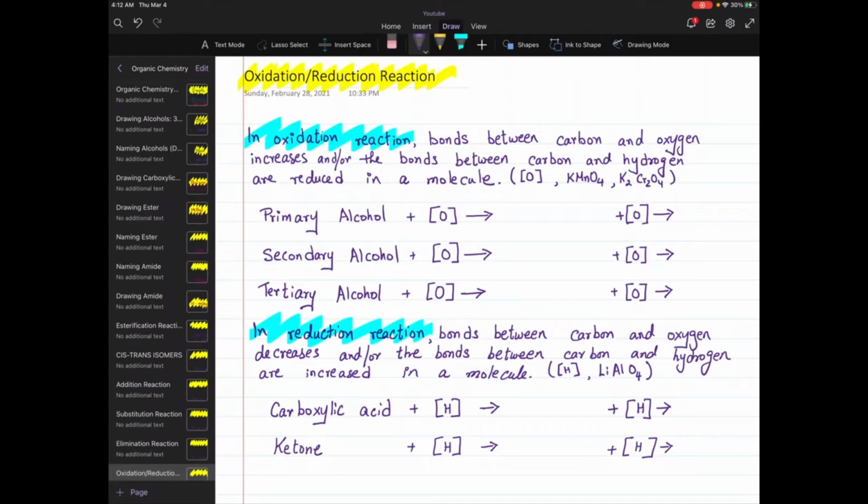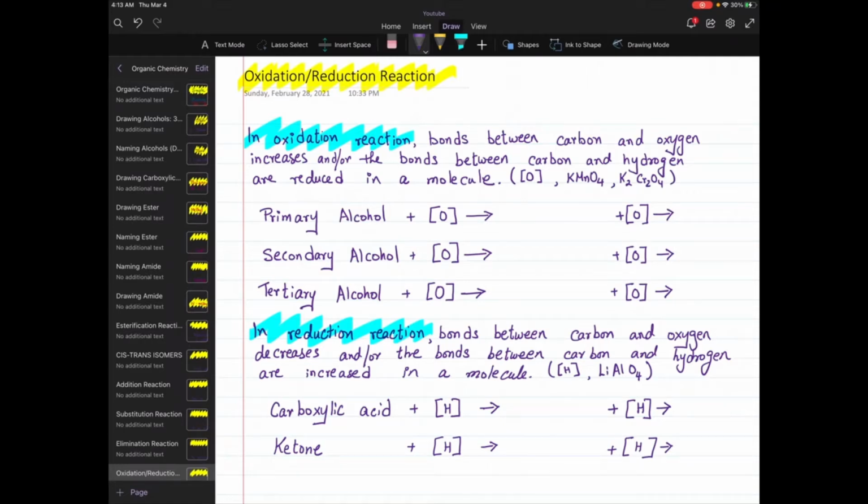An oxidizing agent will usually be labeled as a square bracket with an O in the middle, representing an oxidizing agent, or KMnO4, or K2Cr2O7. So these are the common oxidizing agents. Sometimes when they give you a question, they will omit everything from it. They will not have anything indicating that it is an oxidation reaction. They will only tell you that the substance is being oxidized. And so that is a way of asking a question as well.